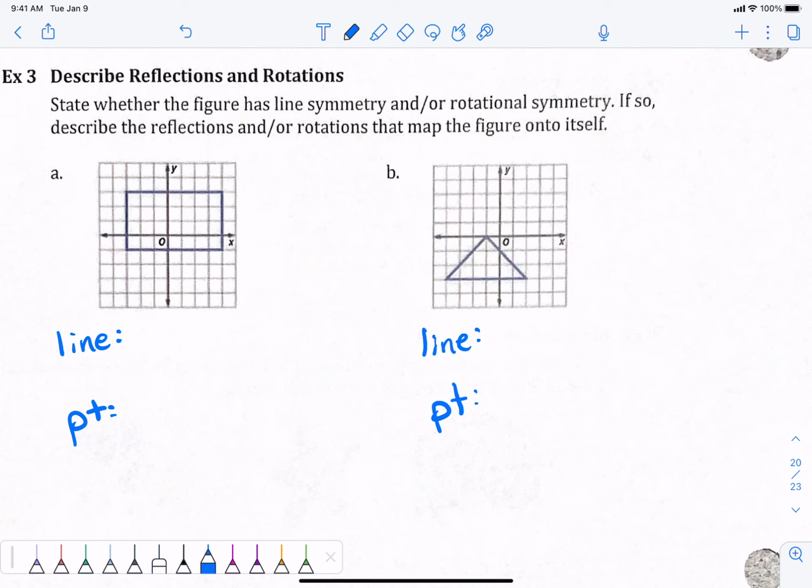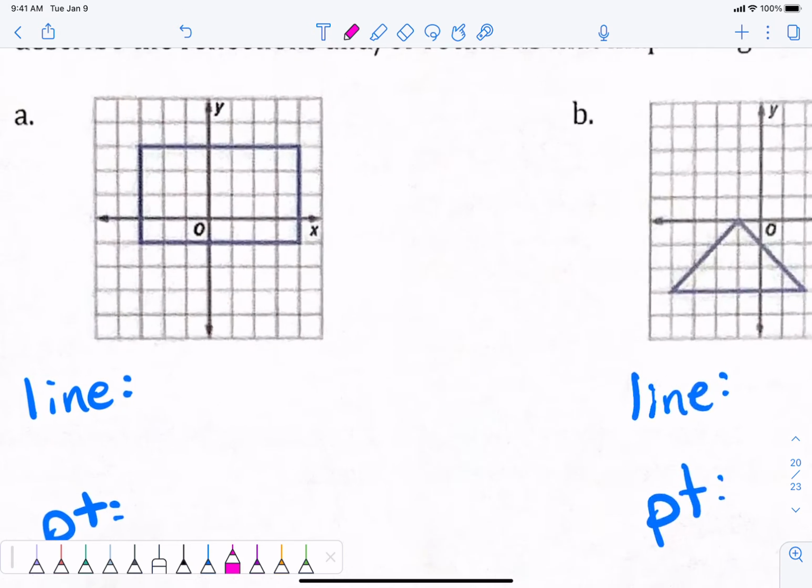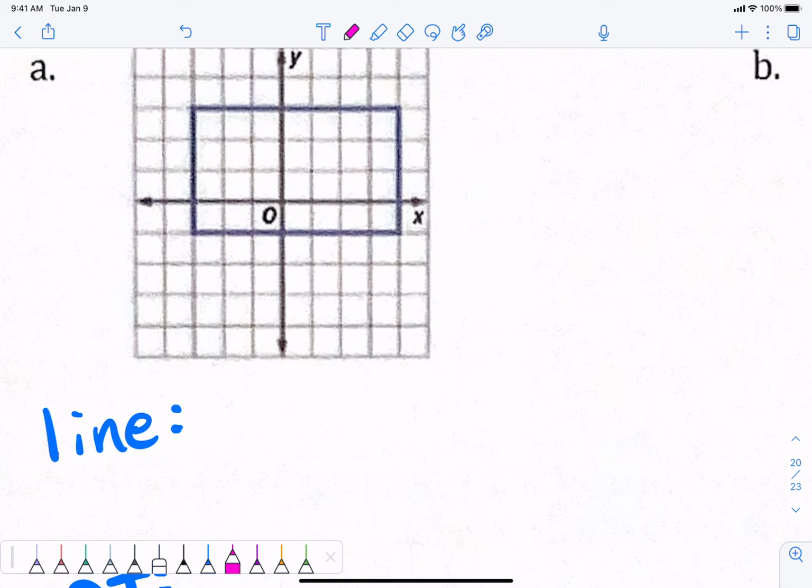Okay, so line. Part A is a rectangle. Does it have a line of symmetry? Yes. How many?